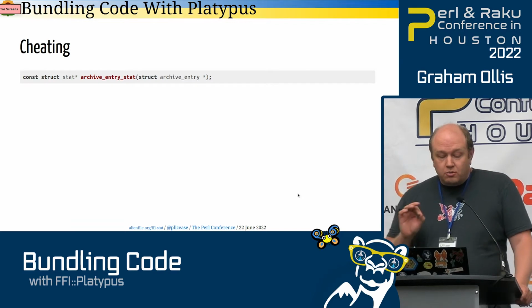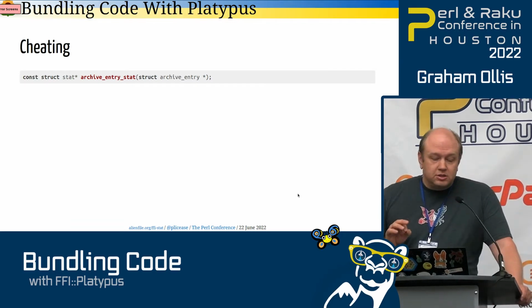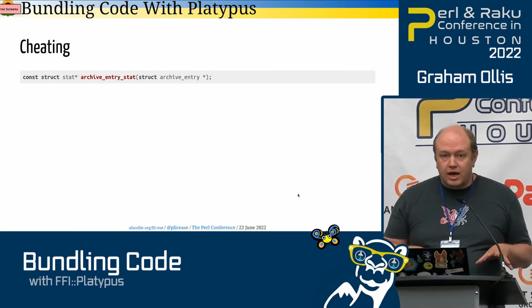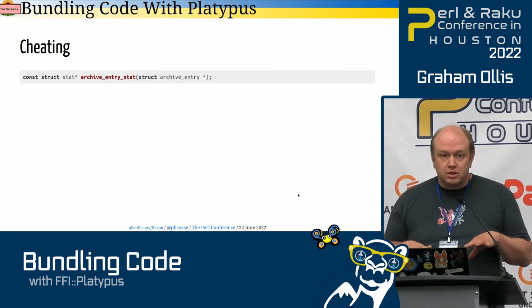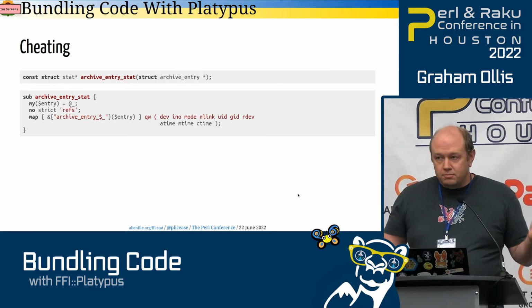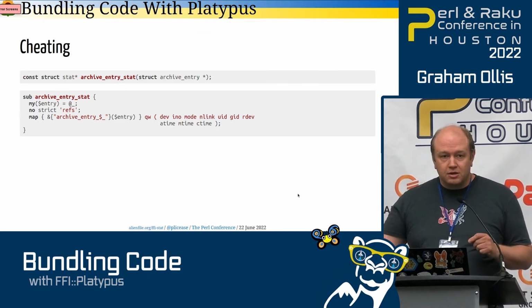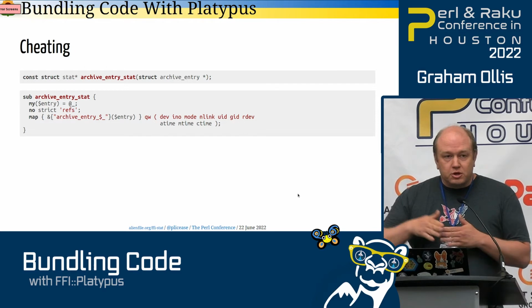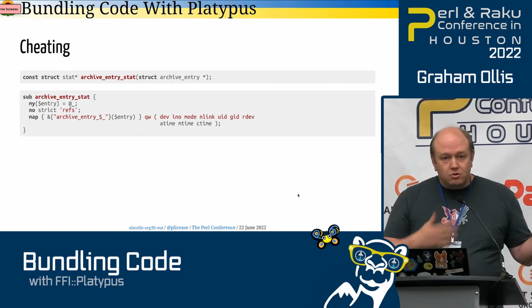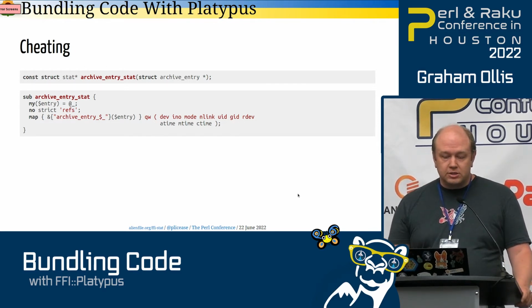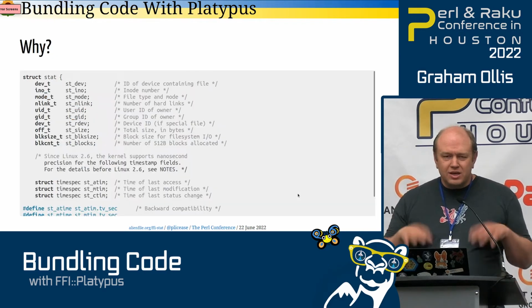So there was one function that was a little bit challenging. There was an archive entry stat method that returns a C stat structure. And instead of decoding that stat structure, I sort of cheated. libarchive provides individual accessor methods to get the values for those attributes. And so I just called them one after another and returned the whole thing as a list. Very easy. Why is this complicated?